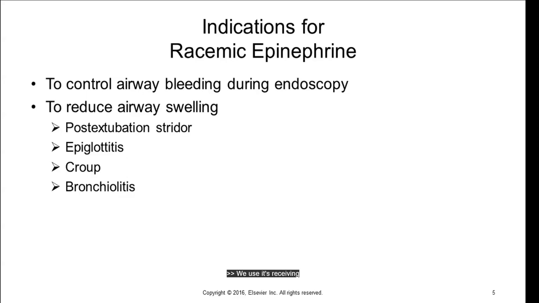The prototype for sympathomimetic or adrenergic bronchodilators is epinephrine. We use its racemic form for control of airway bleeding during endoscopy, or to reduce swelling in post-extubation stridor, epiglottitis, croup, and bronchiolitis. Since it is not beta-2 specific, we use it with caution, as it also stimulates alpha and beta-1 receptors, which increase heart rate, blood pressure, and other unwanted effects. The alpha-1 stimulation of vasoconstriction, however, does help with both swelling and bleeding.